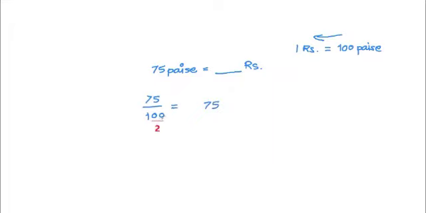Now, again I said, write the numerator as it is and count the number of zeros in the denominator. How many zeros are there? 1, 2. 2 zeros. So we need two digits after the decimal point. So we have one digit, two digits. So the decimal point should come here. That we have two digits after decimal point. So it is 0.75 rupees.